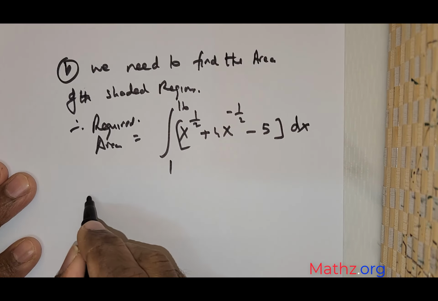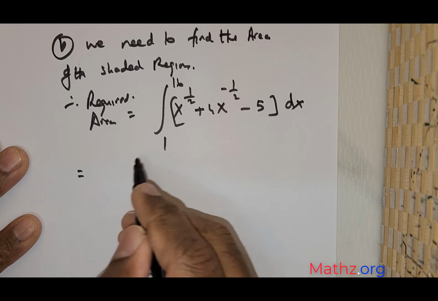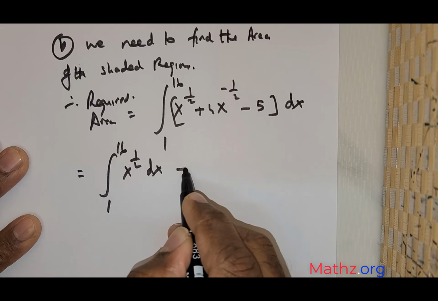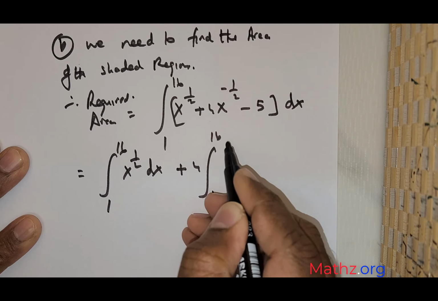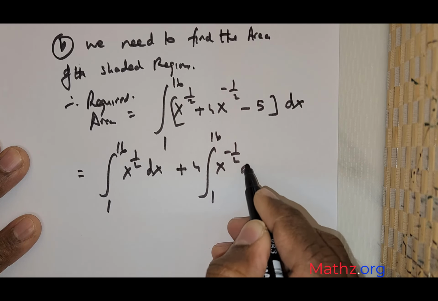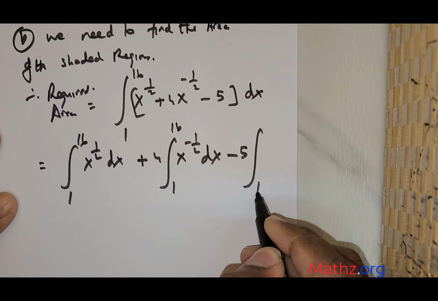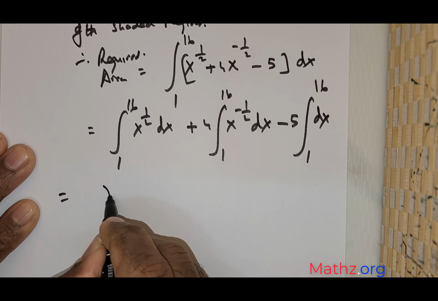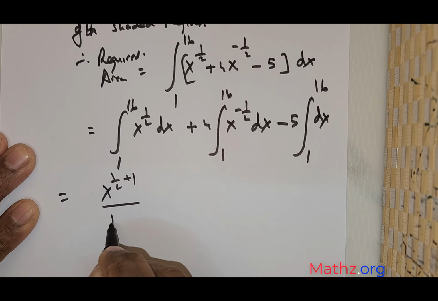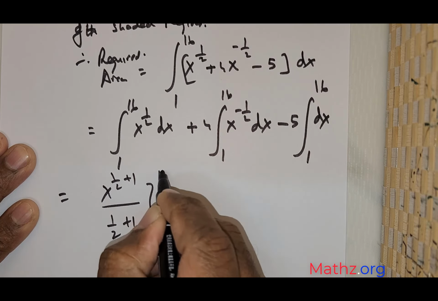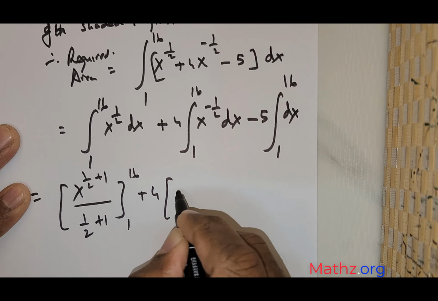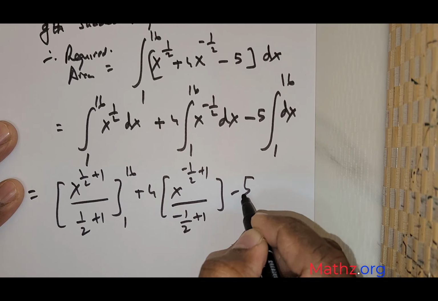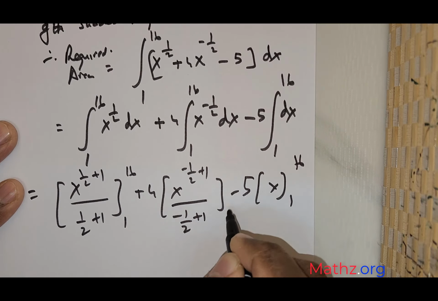So this is equal to, I'm going to distribute the integral sign. So 1 to 16 x raised to the power of 1 over 2 times dx, 4 times integral 1 to 16 x raised to the power of negative 1 over 2 times dx, negative 5 times integral 1 to 16 times dx. You integrate this, you get x raised to the power of 1 over 2 positive 1 divided by 1 over 2 positive 1, 1 to 16, and positive 4 times x raised to the power of negative 1 over 2 positive 1, divided by negative 1 over 2 positive 1, negative 5 times x, 1 to 16, 1 to 16.